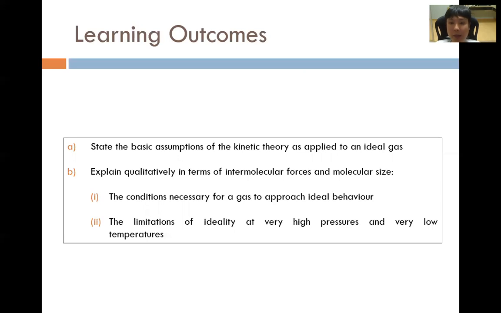I hope that the material you learned from the previous lecture helps you solve this type of question. In the next episode, we'll look at learning outcome C from the topic of gaseous state from the JCH2 chemistry syllabus.